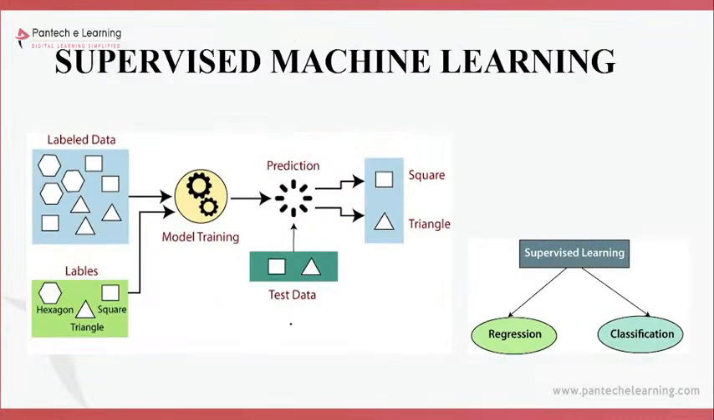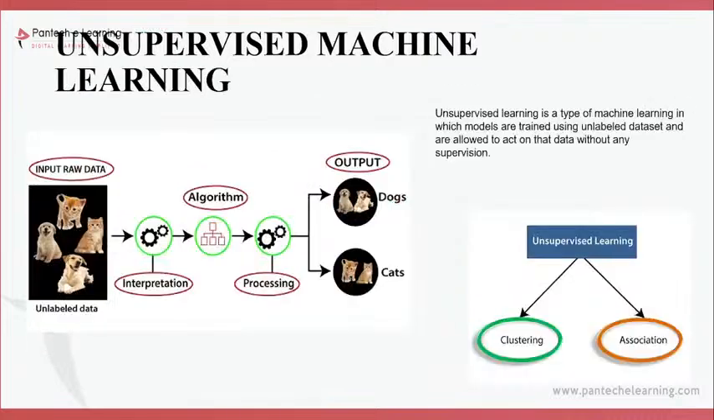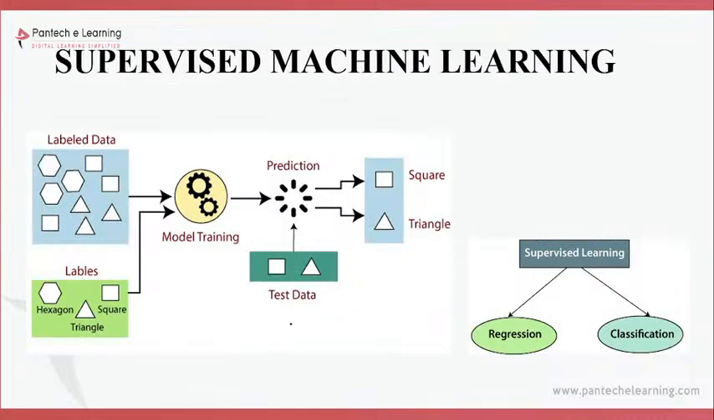So supervised learning, I told you before, we are having labeled data. Labeled data means we have information about the input. Here we can see the labels which are stored in the data set, and in the input we have labeled data, information about the data. After that, we give it to model training, and then the test data is given, and after that the prediction process is done. It will separate it as square and triangle.